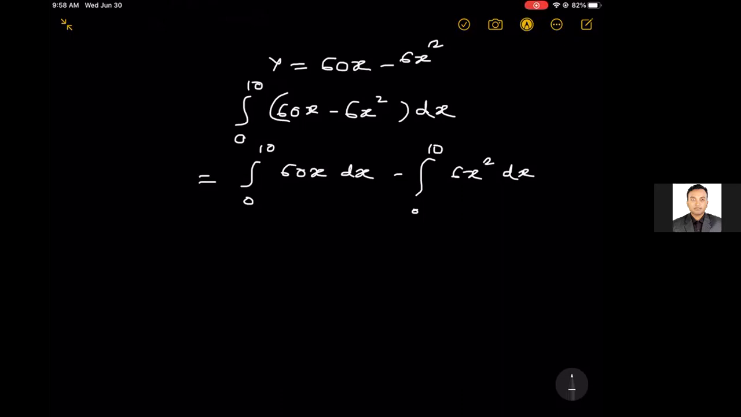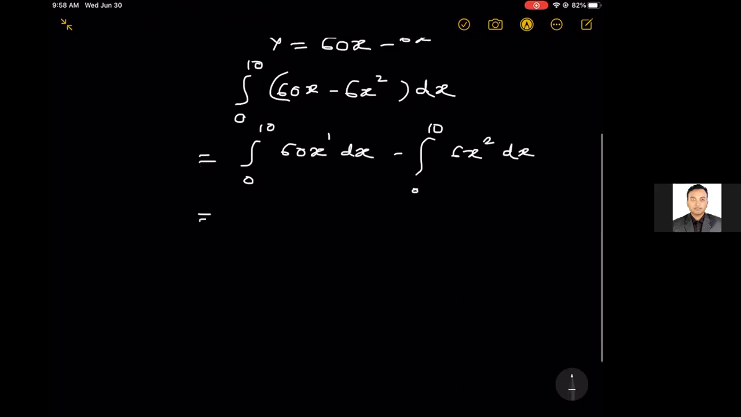Can you do that? It'd be 60 times x squared over 2. Very good. We can use the power rule, right? This is precisely x to the 1. 60x, if we want to rewrite it for convenience, we can rewrite it like this: 60x to the 1. And if we use the constant function rule, we can keep the 60 outside.